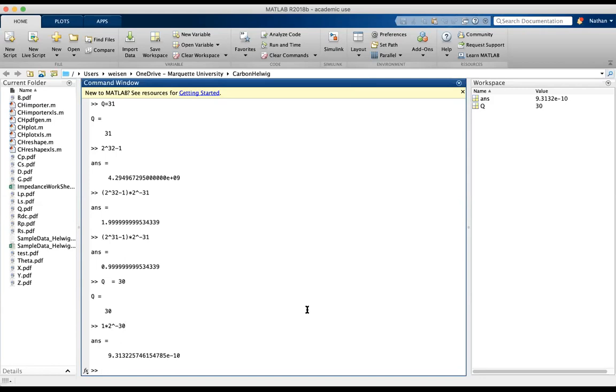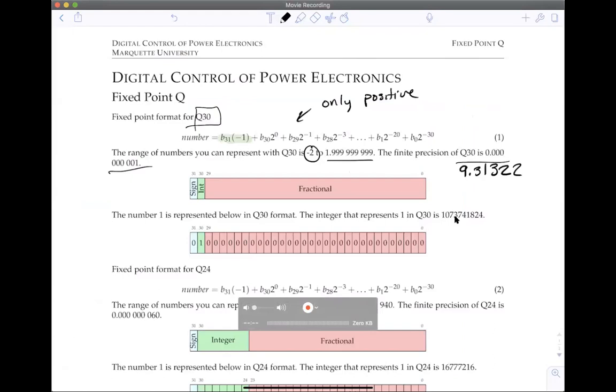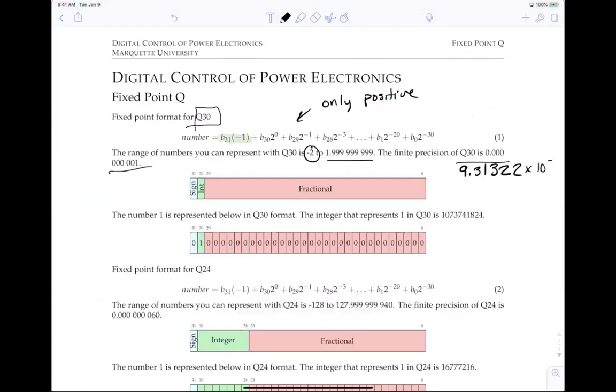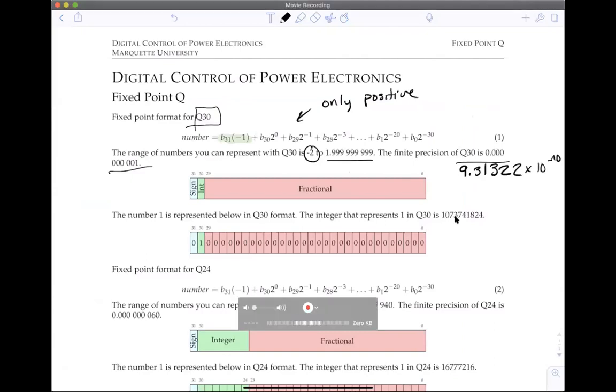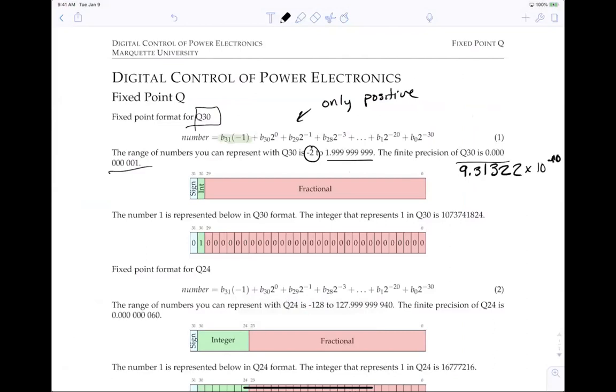Essentially you have 9 zeros and then 931. I think what happened is that when I did this, MATLAB was rounding it off. It does round off to the number I wrote in the note set, but this is what it represents. Let me switch back to my note set. You can see how MATLAB rounded this to 0.00000001, so we cross this out. That's the actual number, and that's for Q30. We can represent almost up to 2 and almost -2. The number 1 is represented here. As an example, if you wanted to know what 1 would look like in Q30, you essentially have a 1 in the only integer bit, because this is multiplied by 2 to the 0 in that position. So we're good to go there.